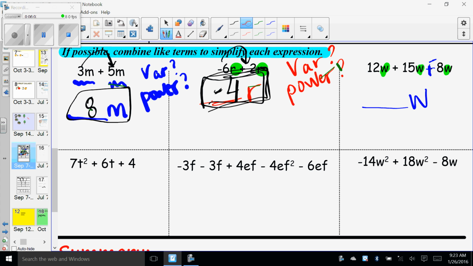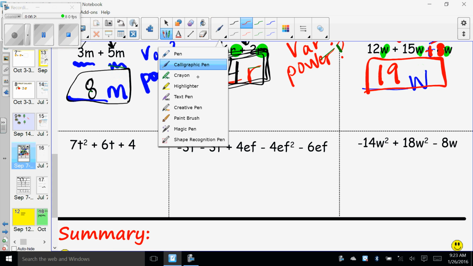And now we just combine the numbers, the coefficients we put together. So we would have 12 plus 15, which gives me 27. And then I'm going to add a negative 8 or take 8 away. If I take 8 away from that, that would leave me with 19 w's. Now, if I'm going too fast, go ahead and pause the video. Answer should be 19w there. Otherwise, we're going to move on.